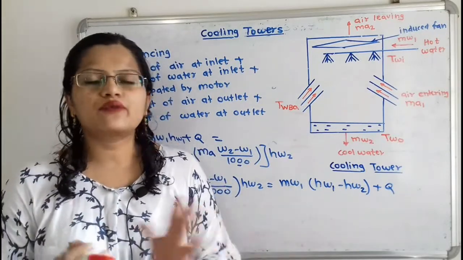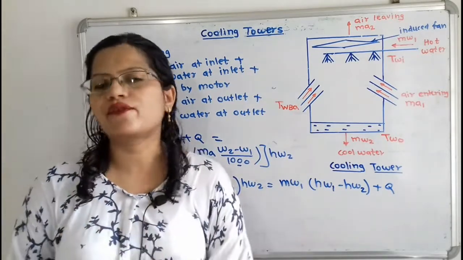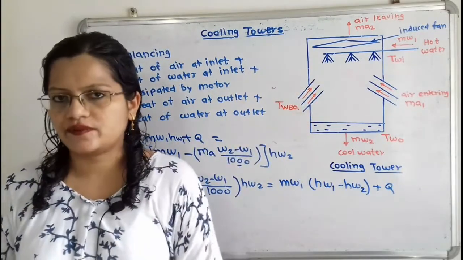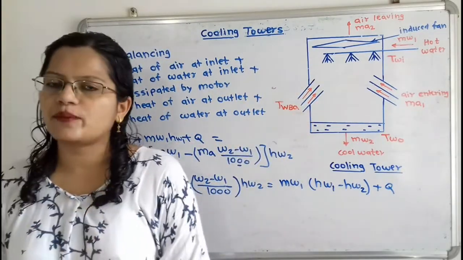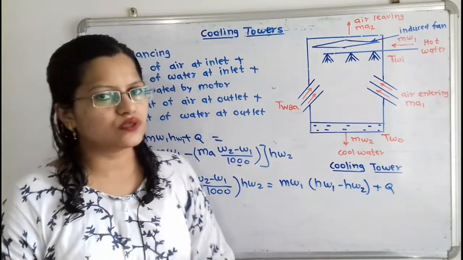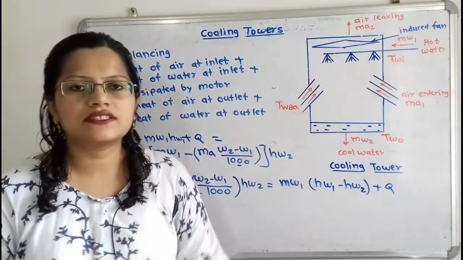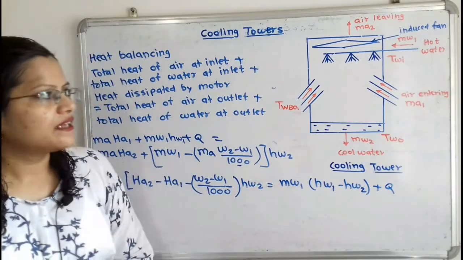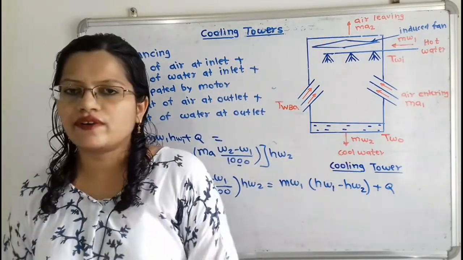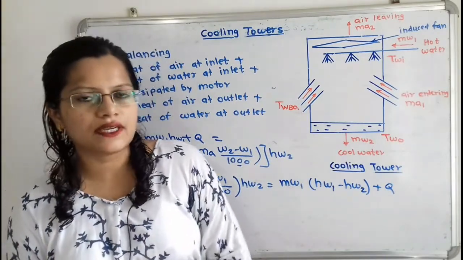For that, we have to refer to all the elements that are entering inside the tower and leaving from the tower. Here, air enters from the atmosphere because of the induced fan, and a motor is attached to the induced fan. Then the hot water also enters the tower. Then air leaves the tower, and water also leaves the tower. So how can we take this heat balancing process?